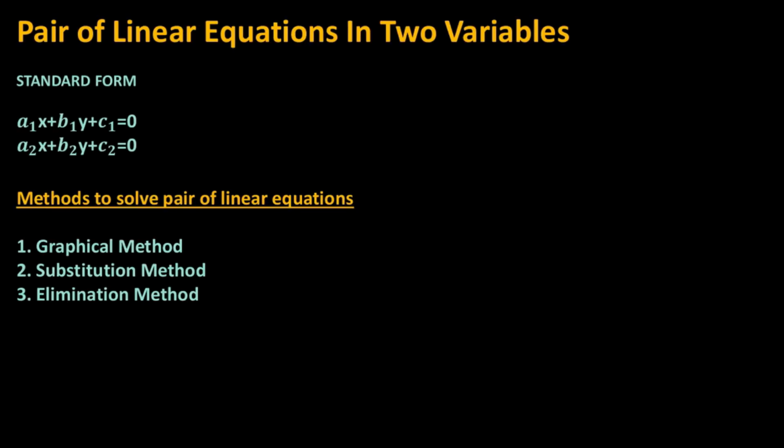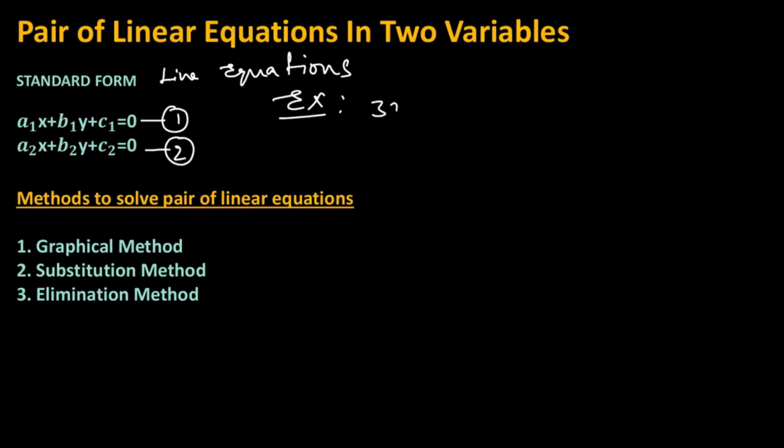Hi everyone. Our third chapter is pair of linear equations in two variables. The standard form of the pair of linear equations is a1x plus b1y plus c1 equal to 0. Let us consider this as first equation. a2x plus b2y plus c2 is equal to 0, and this as our second equation. We call them linear equations. Let us consider one example and relate with these two equations.